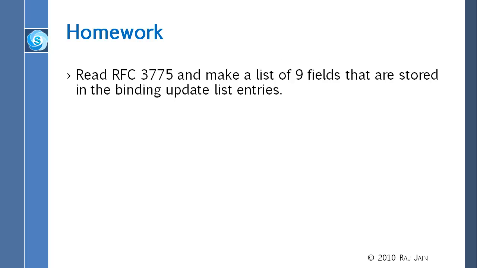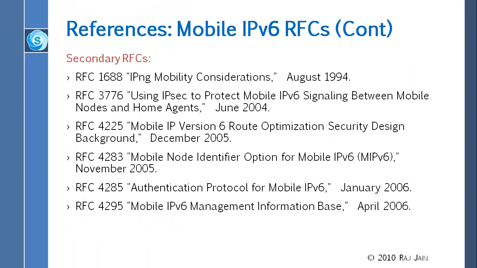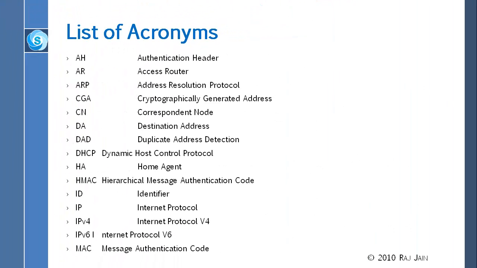So the homework is to read RFC 3775. 3775 is the first mobile IPv6 RFC, mobility support in IPv6. I want to make sure that you read it and make a list of 9 fields that are stored in the binding update list entries. So once you read it, then you will know what the answer is. Okay? And this is the list of the rest of the RFCs. You don't have to read any of them, but just in case you ever do any work in that field, then you know what to find. And the list of acronyms. Okay.